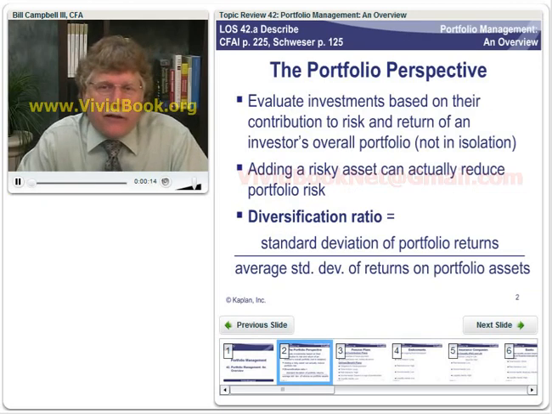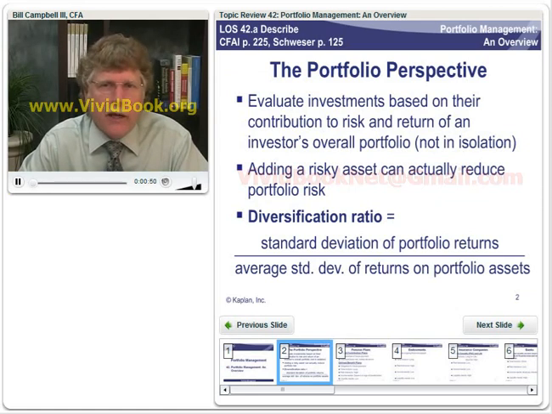Remember that in portfolio management, we are required as financial fiduciaries to evaluate investments based on how they fit into the portfolio as a whole. That is to say, we have to take a portfolio perspective. It used to be that we operated under what was called the prudent man rule. And under the prudent man rule, specific investments, options for example, were considered too risky, and we were not allowed to recommend them to our clients.